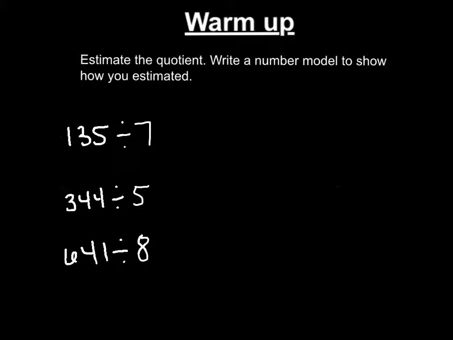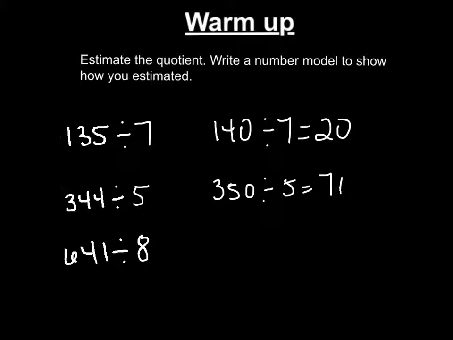Go ahead and get started on these next three problems. We could change the first one, 135 to 140. When we divide by 7, we get 20. 344 could be changed to 350, divided by 5 equals 70. And 641 could be changed to 640, divided by 8 equals 80. Go ahead and erase your boards now.